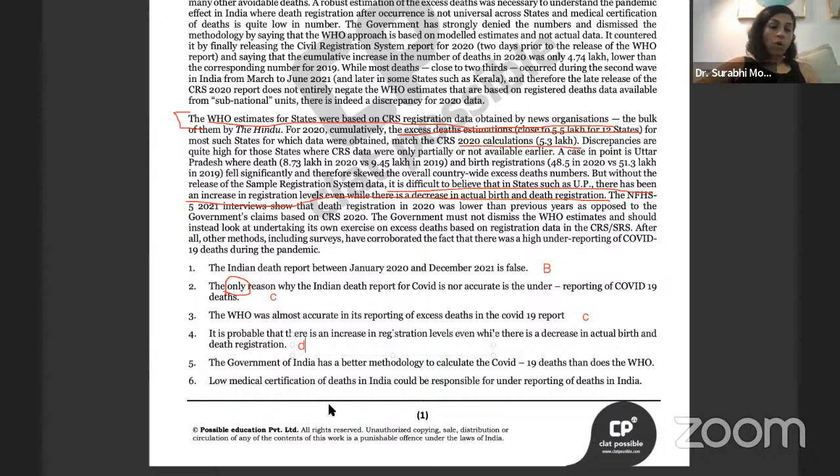Since we don't know whether it was the only reason or not, whenever we don't know, the answer cannot be true or false. The answer has to be cannot be determined. Fifth one, the government of India has a better methodology to calculate the COVID-19 deaths than does the WHO. We know that the government of India has denied the numbers. It's given in the first paragraph towards the end, and has also countered the methodology, but we do not know whether it itself has a better methodology of calculation. So again, my answer will become C.